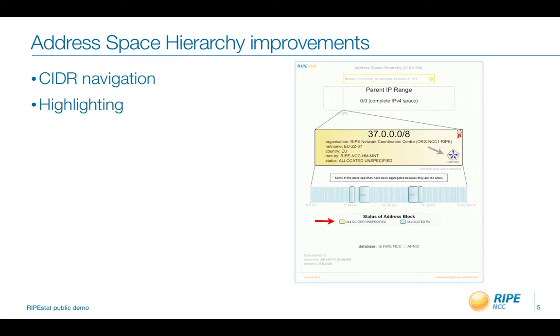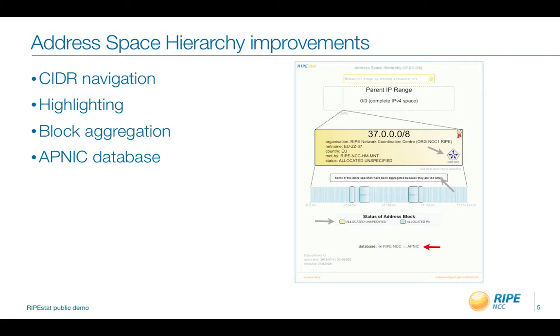Another feature is the highlighting of address block status so that it's easier to identify where the blocks of a certain status are in the address range. Another usability improvement is the visual aggregation of very small address blocks, which facilitates the visualization and navigation on very dense address space areas.